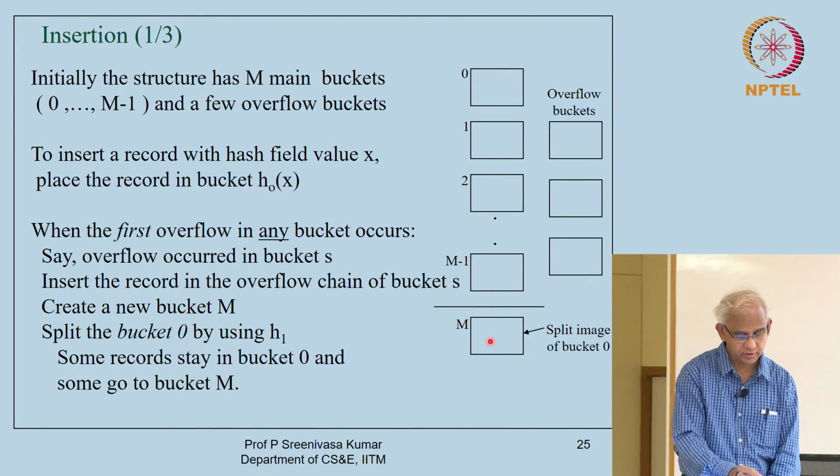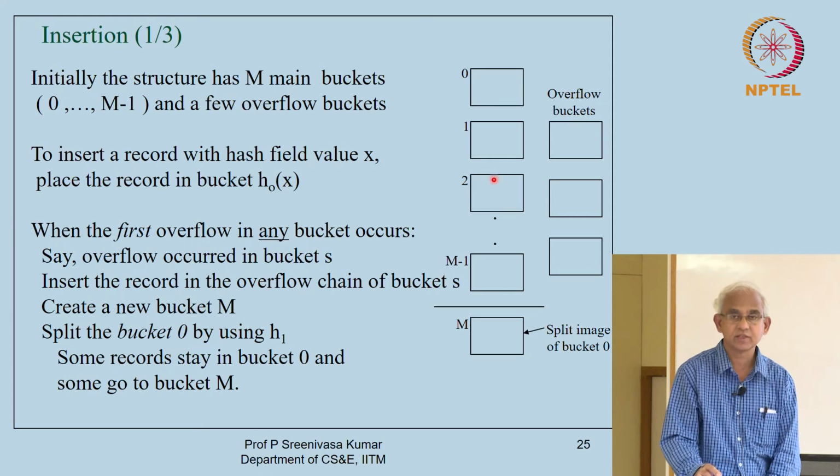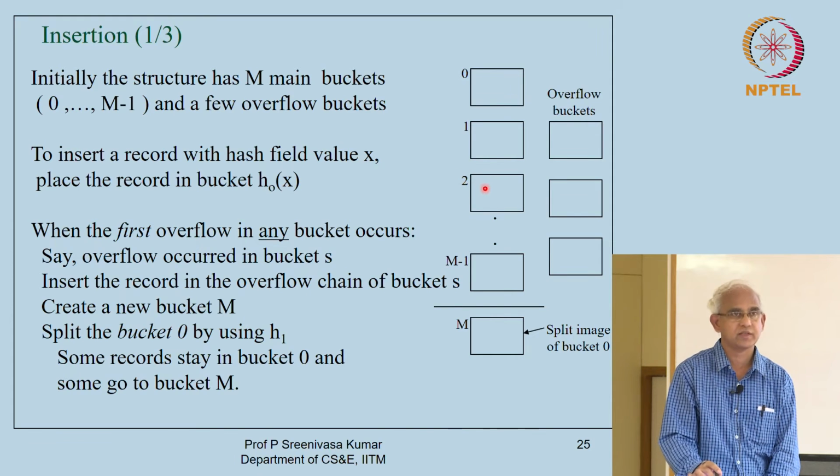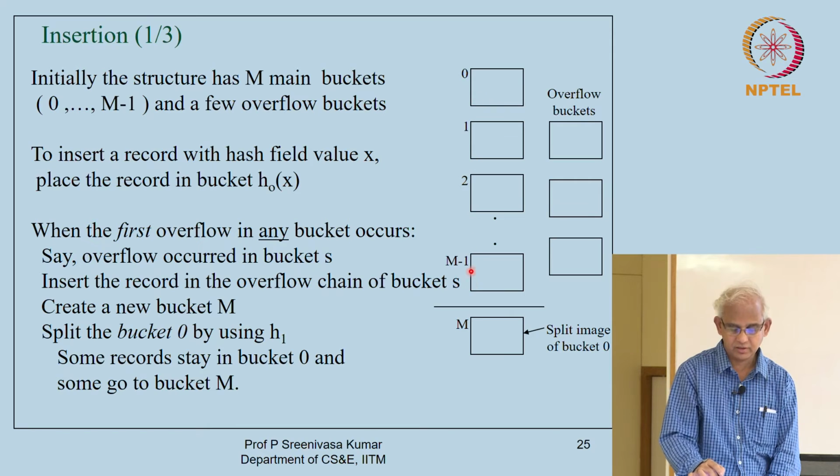Now, notice one thing here, that we are not actually touching the bucket in which the overflow has actually occurred. Somewhere in these buckets an overflow has occurred. So, that overflow starts triggering the expansion of the structure. We do not actually touch the bucket where the overflow has occurred, we will use an overflow chain there, but we start splitting the buckets from 0 onwards.